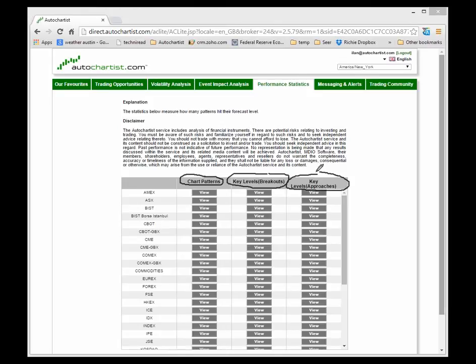You will see on my screen right now that I have selected the three types of patterns on which Autochartist provides forecasts. That's completed chart patterns, breakout key levels, and approaching key levels. Those are the only three types of patterns that Autochartist provides forecasts on. Now let me show you some examples of those.